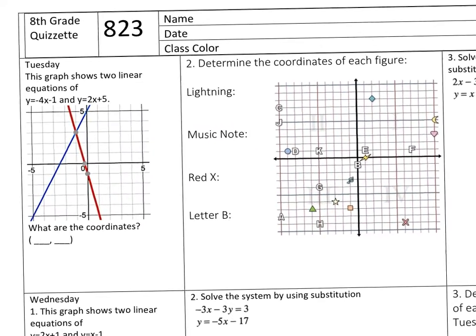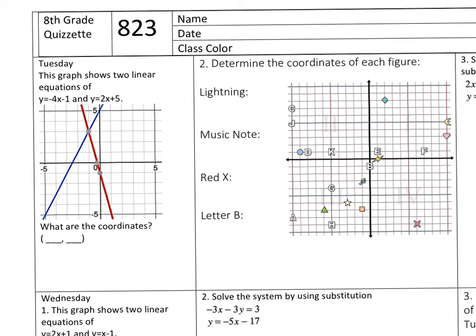Today we'll be recording a video on Quizzette 823. As always, please make sure you write your last name, comma, your first name, today's date, and your class color. Today I'll say that I am red.